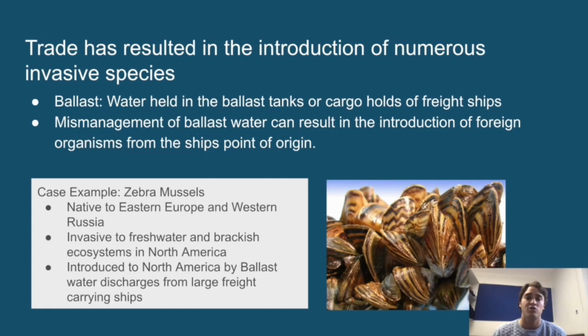So, trade has resulted in the introduction of numerous invasive species, many times through ballast water. And ballast water is any water that's held in the tank of container ships and freight ships that helps to stabilize the ships as they navigate high seas and foul weather. And when this water is mismanaged, it results in the introduction of a foreign species from the ship's point of origin to its destination. And when I use the term organisms, I want to specify that it doesn't have to be fish or plants. It can also include things like phytoplankton and other microorganisms that we might not see with the naked eye.